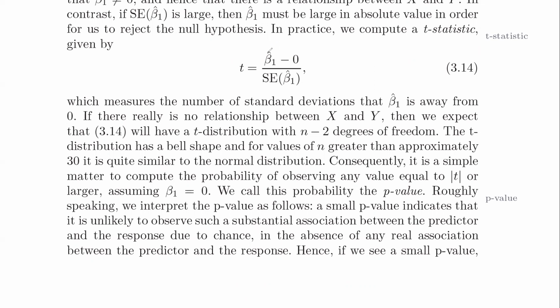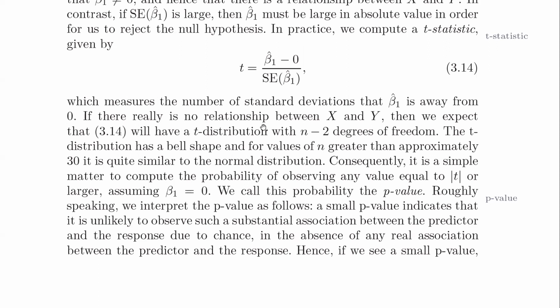You're saying, okay, but this means nothing. I mean, what if it's 1 million away? What if it's 2 million away? We don't know. Is 2 million a large number or a small number? That question doesn't really make sense. But if you divide by the standard error, now you're getting an idea: how does it compare to the standard error of beta 1? This measures the number of standard deviations that beta 1 is away from zero.